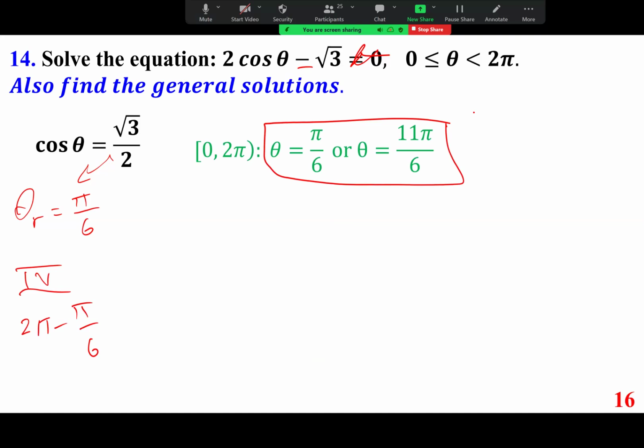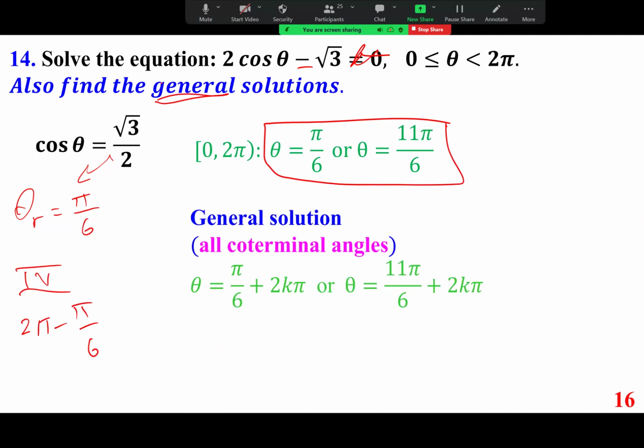And you're done. As far as the general solution is concerned, just add 2k pi or 2n pi. Please understand, k is an integer, okay? And reminding you, integer means 0, 1, 2, to infinity on the positive side, negative 1, negative 2 on the negative side. And so either k or n, depending on the text.